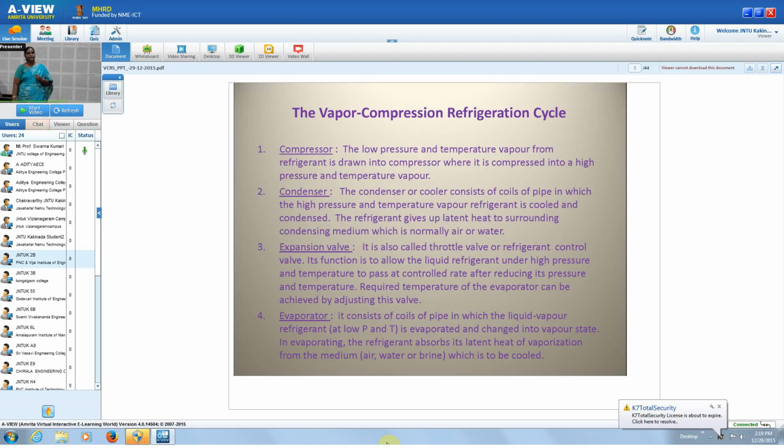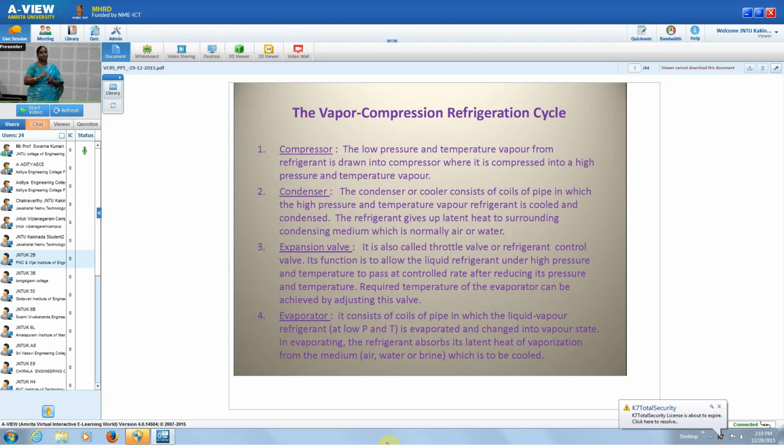Then condenser. So the condenser is nothing but a cooler, which consists of a number of coils through which water is used, or otherwise sometimes brine solution is also used for taking the heat from the refrigerant which is in the vapor state. And in the condenser the refrigerant will be converted into liquid. So it is assumed that the refrigerant is coming out of the condenser in the liquid state, saturated liquid condition.